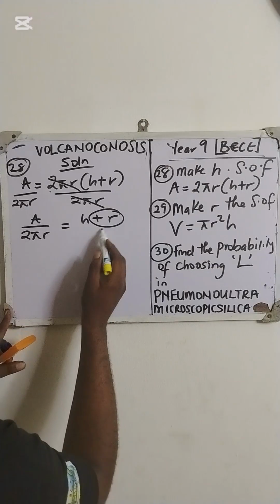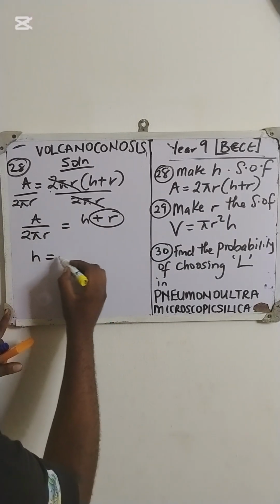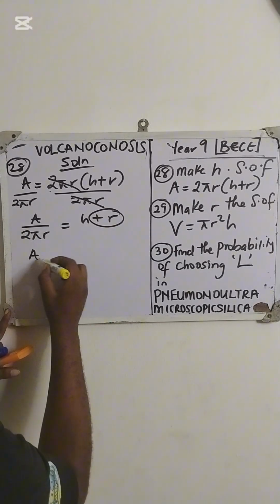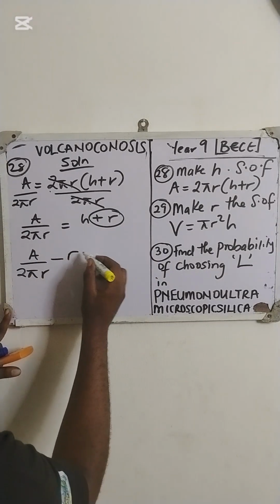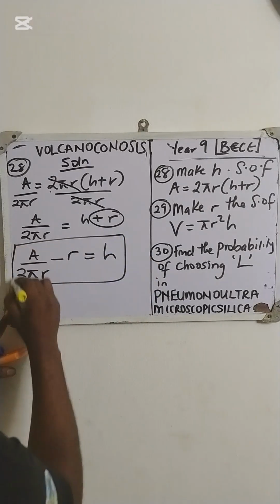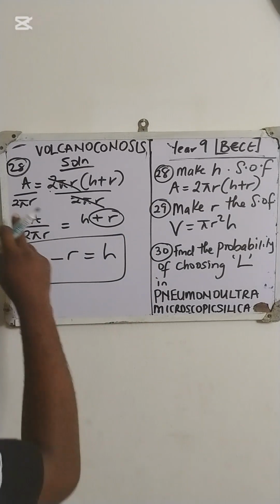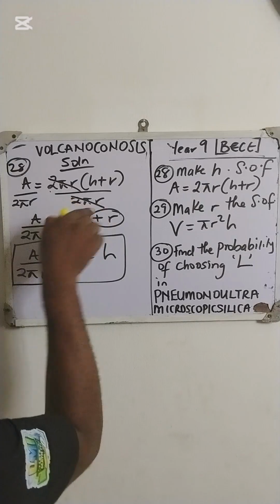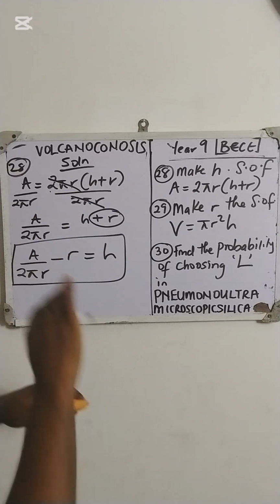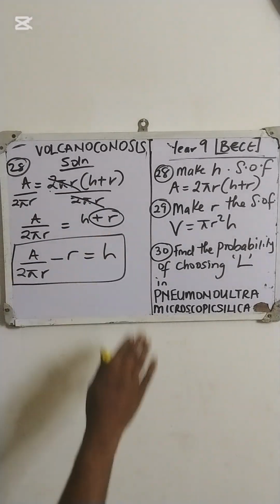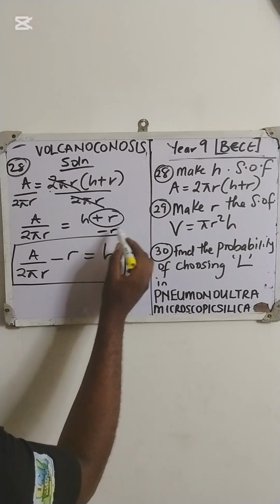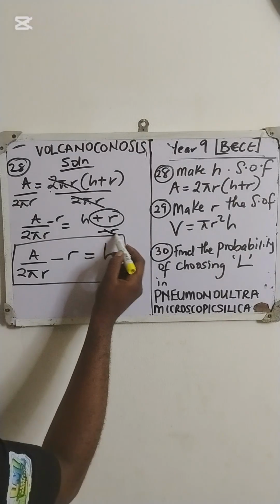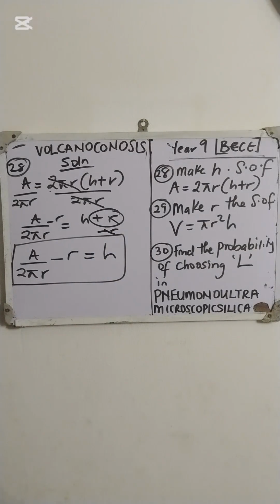Subtract r from both sides, or you take r to the other side. Let's just leave it here so that people don't get confused. So a over 2 pi r minus r equals h. That's the answer, in 3 steps. First divide both sides by the coefficient. We are getting at h, so we strip h of everything it has. First we took this out, so we're left with this plus r. So subtract r from both sides. This goes, so we have this. That's the answer for that one.